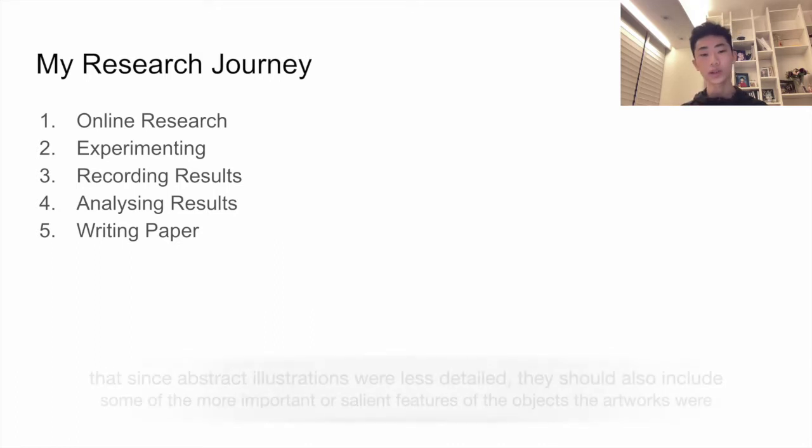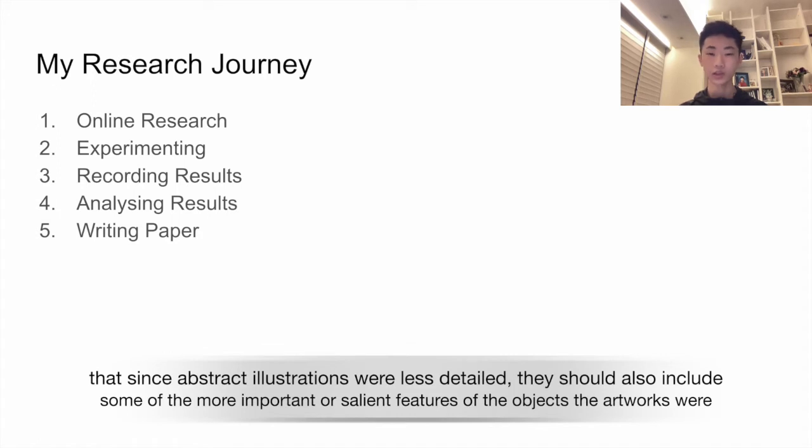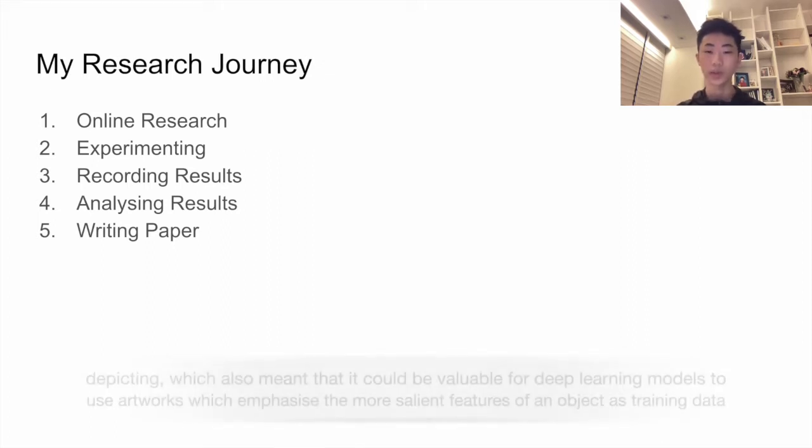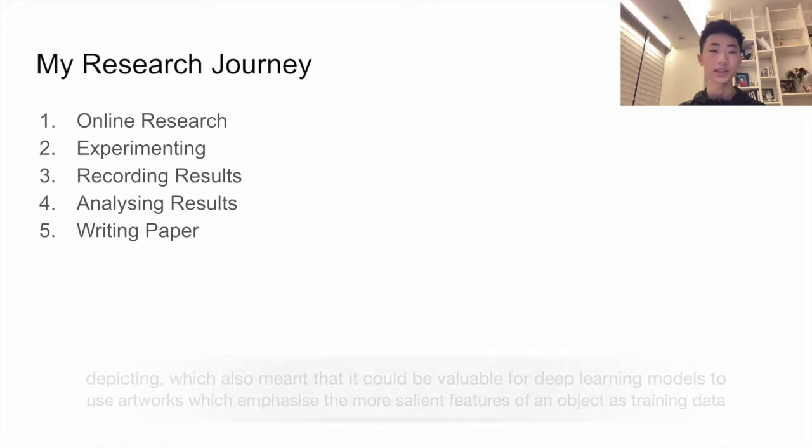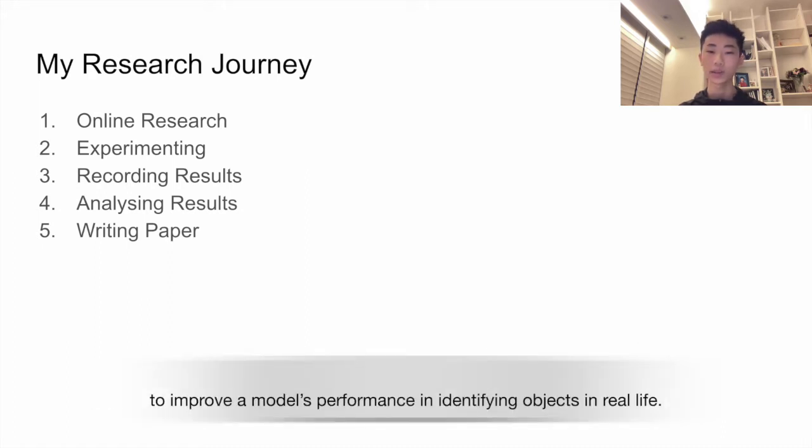I also thought that since abstract illustrations were less detailed, they should also include some of the more important or salient features of the objects the artworks were depicting, which also meant that it could be valuable for deep learning models to use artworks which emphasize the more salient features of an object as training data to improve a model's performance in identifying objects in real life.